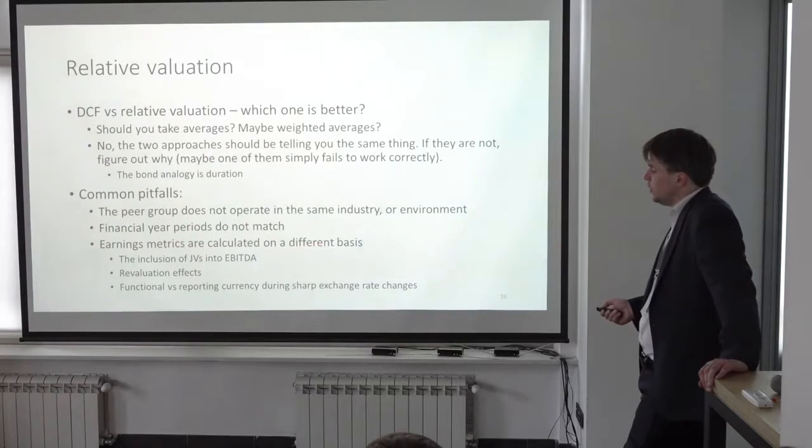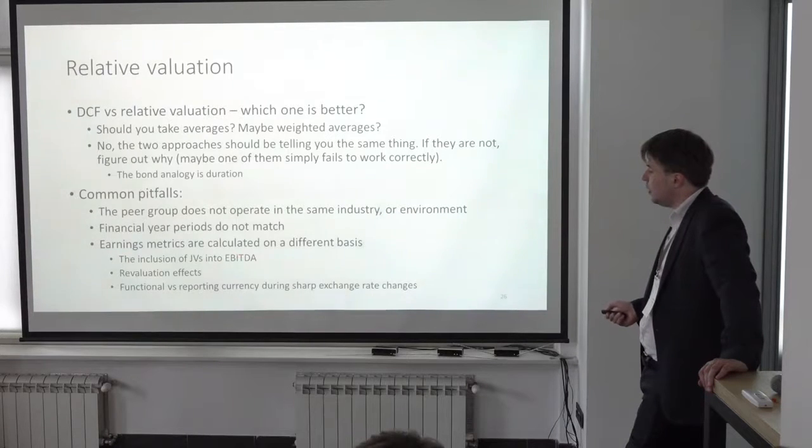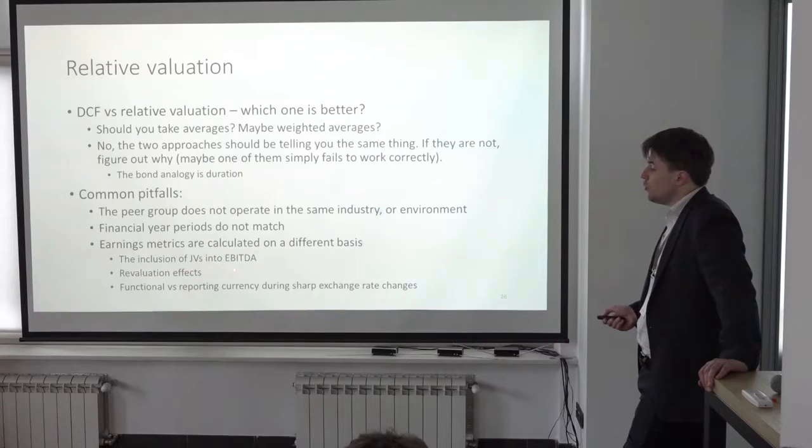Earnings metrics are calculated on a different basis. This is actually huge, and I'm going to dedicate a little piece, just two more slides actually, to this. So sometimes, this is actually from Adamant, they include their JVs in their EBITDA. So the JVs are not consolidated into the company, but they have a big investment in them, and so they give you an EBITDA which includes JVs. And when you compare it to other companies, they don't include JVs in their EBITDA. Your multiple is just going to be so wrong, right? Totally different multiples.